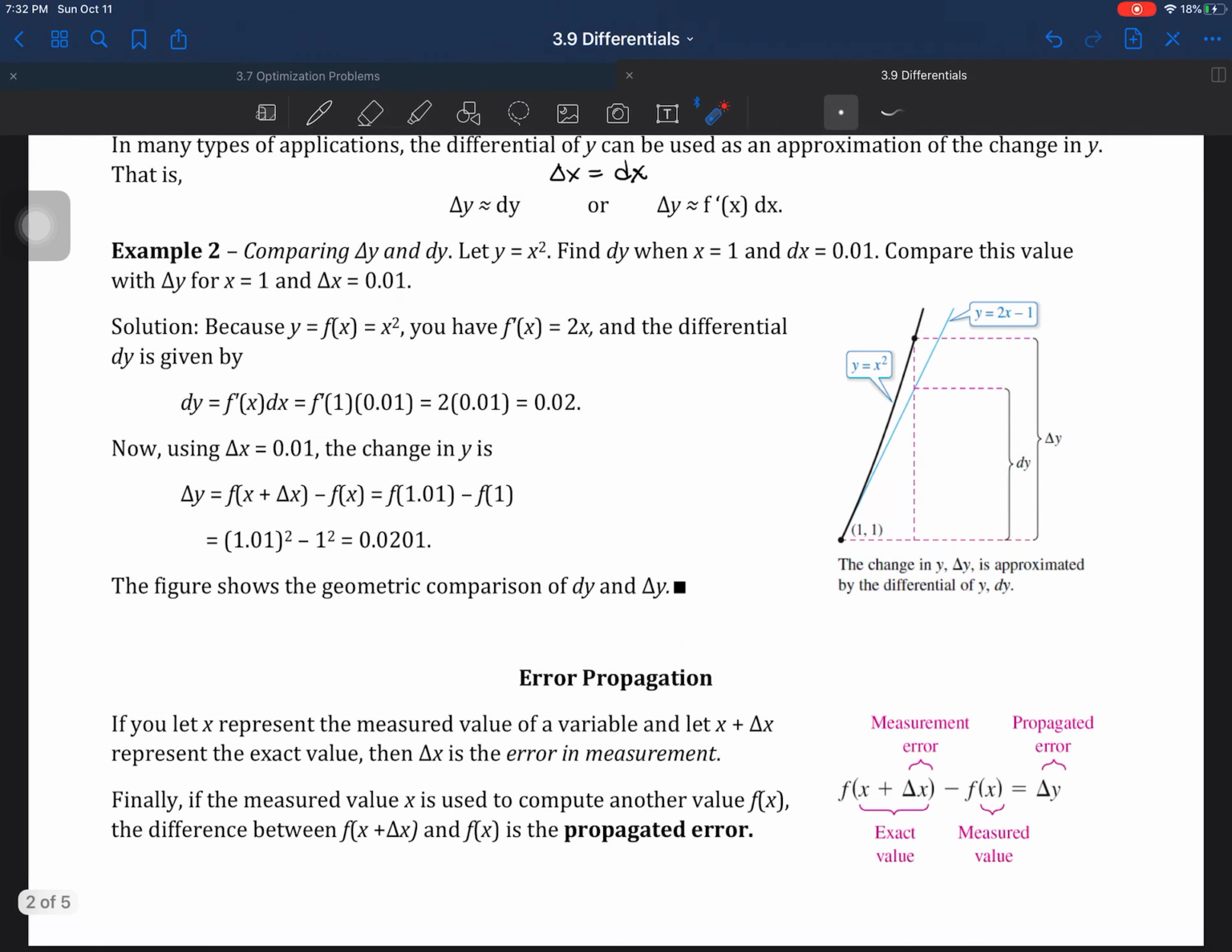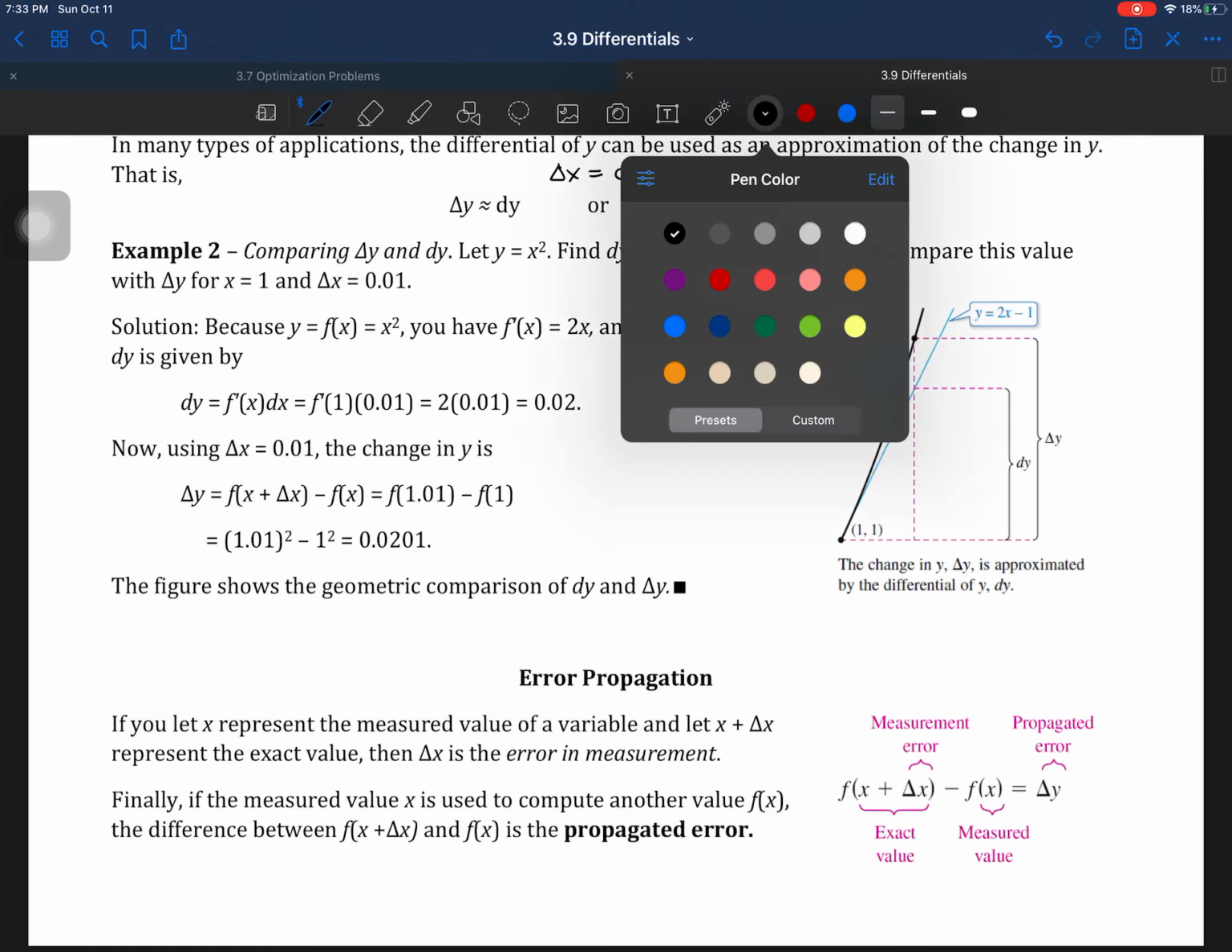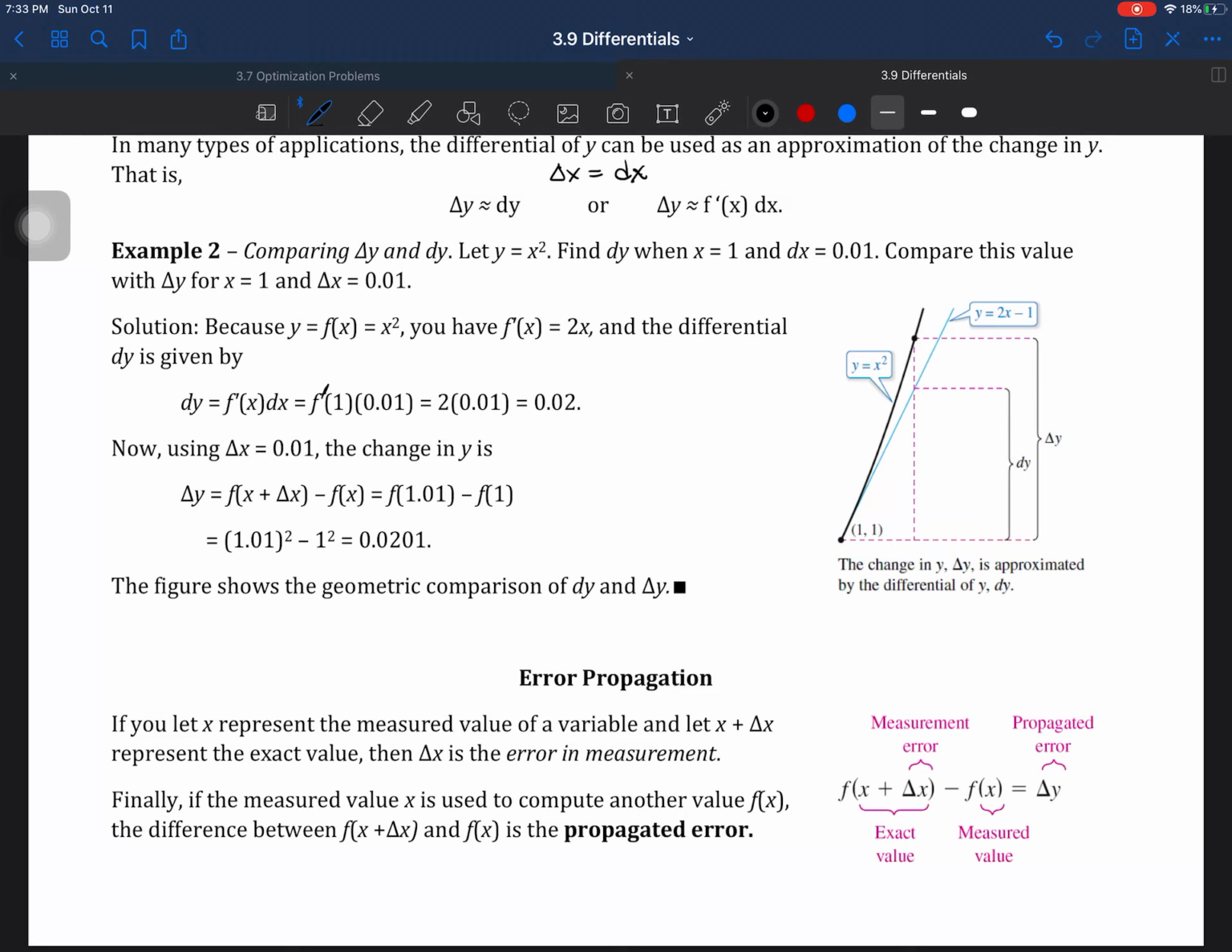We'll start with the differential y. For differential y, we know that by definition it is equal to f prime of x dx. So we need the derivative. Let me make it more obvious there. The derivative of f at x equals 1, and then multiply by delta x.